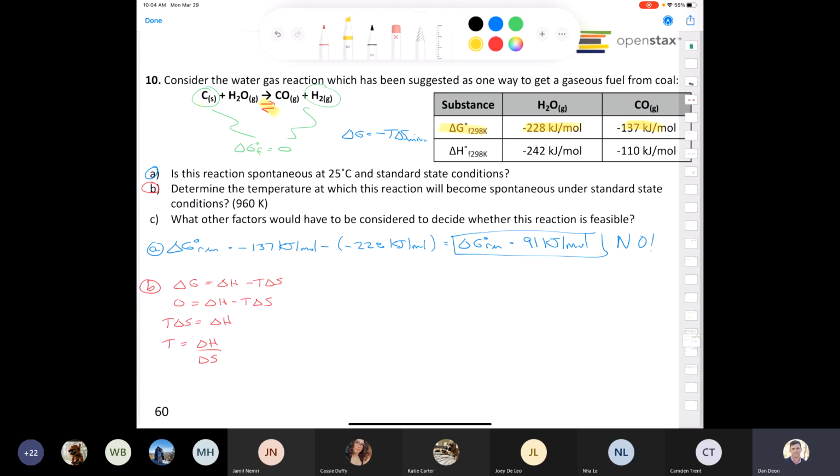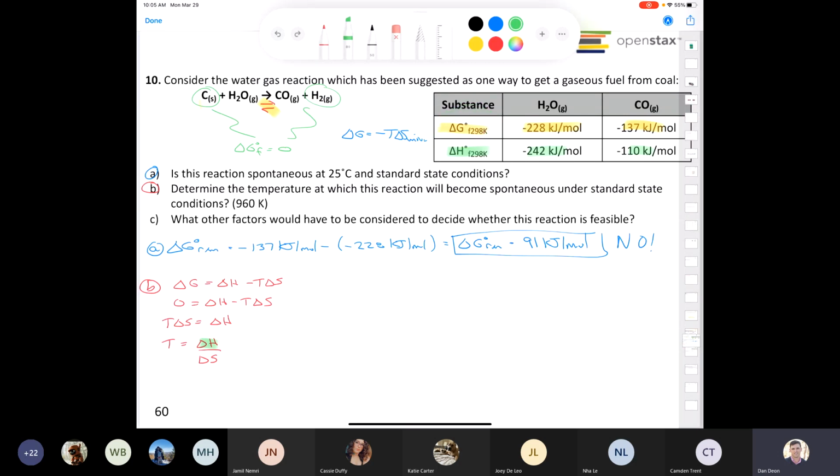I can calculate my delta H because I've been given all of these heats of formation right here in this table. That's no big deal. But then where am I going to get my delta S? Well, hold on. If I have the delta H at this temperature, and if I have the delta G, then I can calculate the delta S, can't I? Let me show you what I mean.